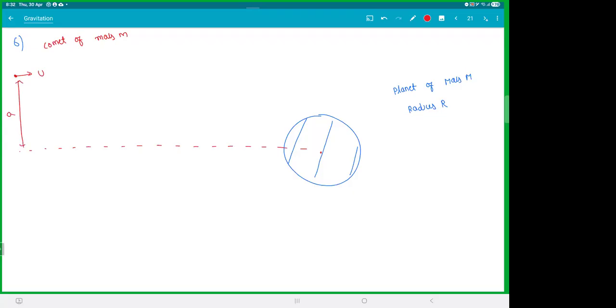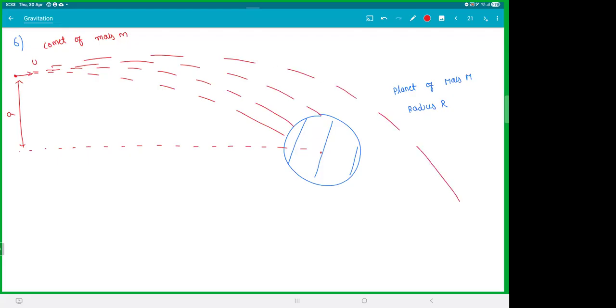Now, as the comet gets closer, what will happen? It gets attracted towards the planet. So there is a possibility that it would come and crash into the planet. But if you go a little faster, then maybe you will crash here. If you go a little faster, you will crash here. If you go fast enough, you can escape the planet. You will miss the planet. So the question is: find the minimum speed of the comet so that it does not collide with the planet.